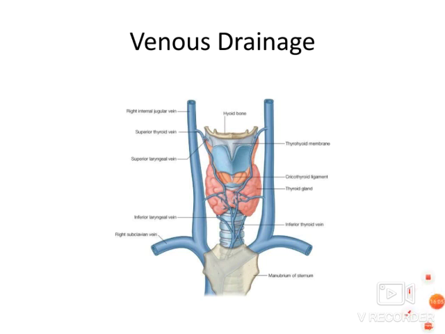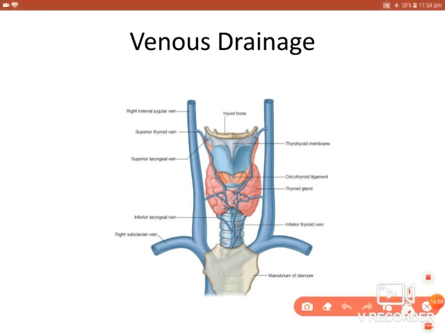Then coming to the venous drainage, here is the thyroid gland, this is the anterior view. You can see here the internal jugular vein. Along with the arteries, veins accompany. So this is the superior thyroid vein, which drains into the internal jugular vein. There is a middle thyroid vein, which drains into the internal jugular vein. See here the inferior thyroid veins. The lower border of the isthmus relates to the inferior thyroid veins that drain into the brachiocephalic veins. So that's about the venous drainage.